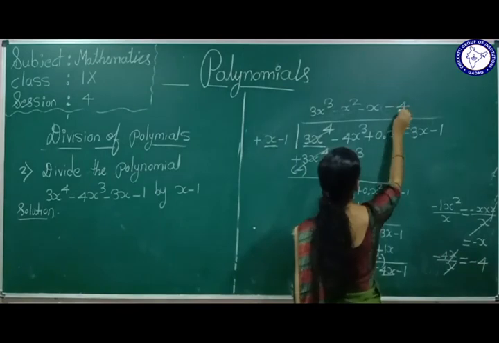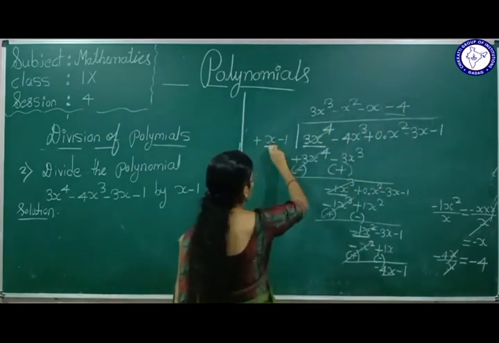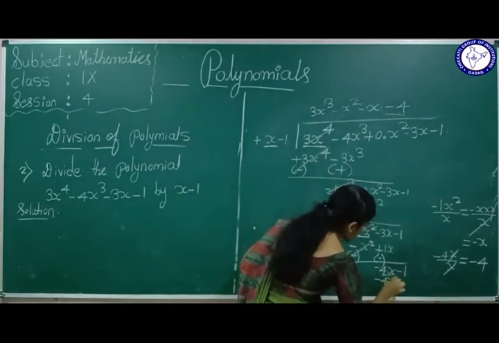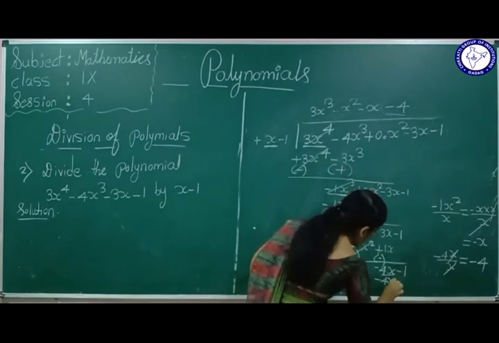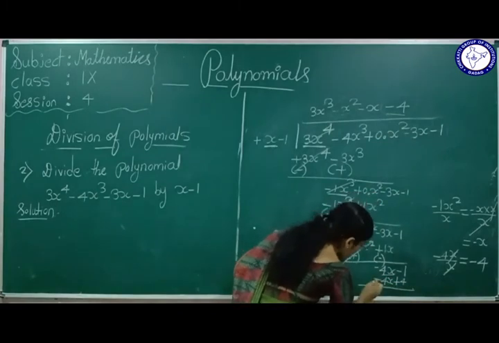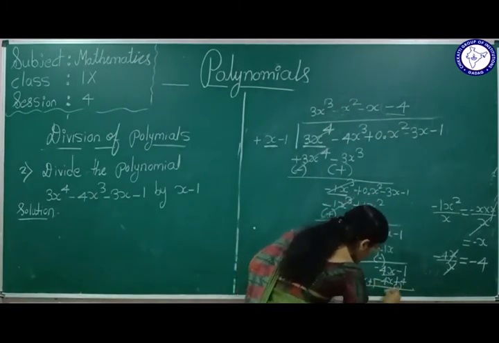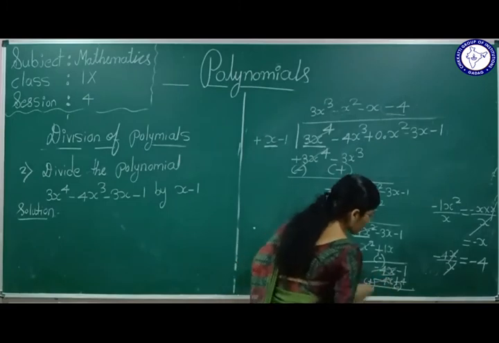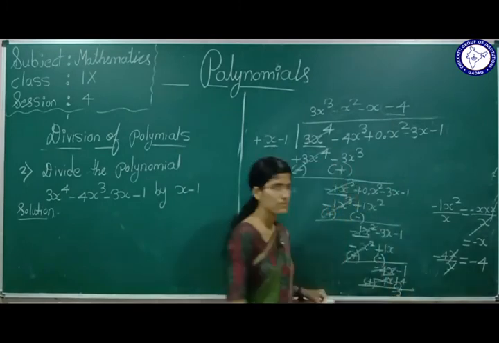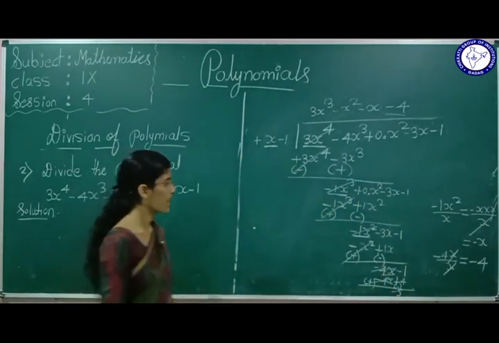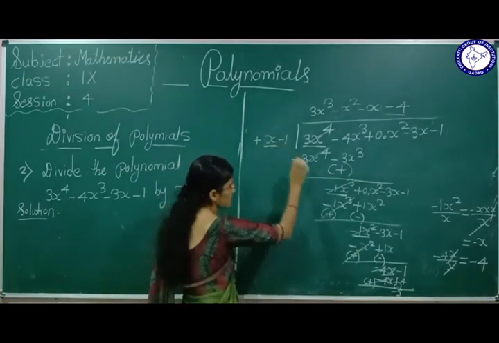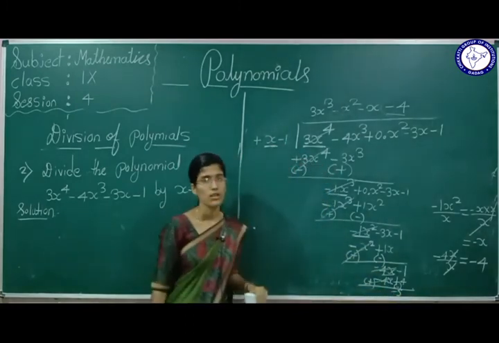Again this term, you multiply this: plus minus is minus, 4 into x is 4x, minus minus is plus, 1 fours are 4. Now again subtract, minus is plus, plus is minus. Minus 4x plus 4x is going to get cancelled. What is minus 1 minus 4? It is minus 5. Okay, now see, we have to stop this because the degree of the remainder is less than the degree of the divisor.